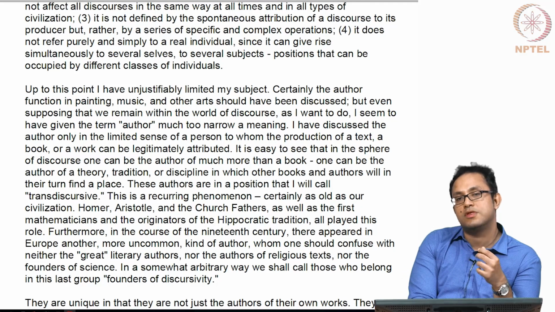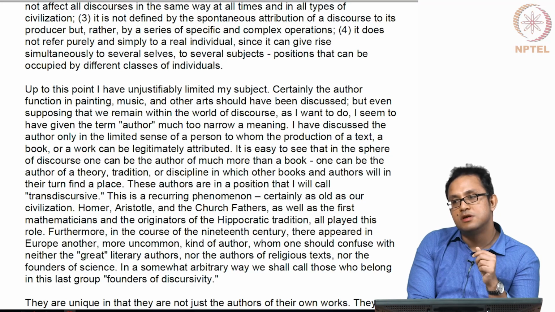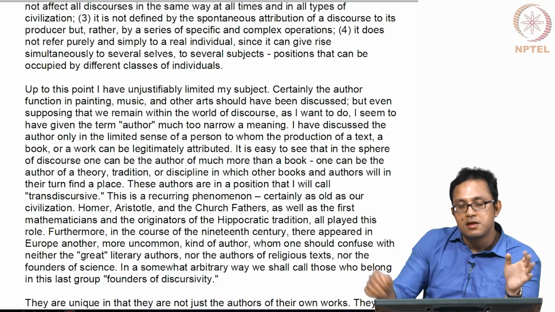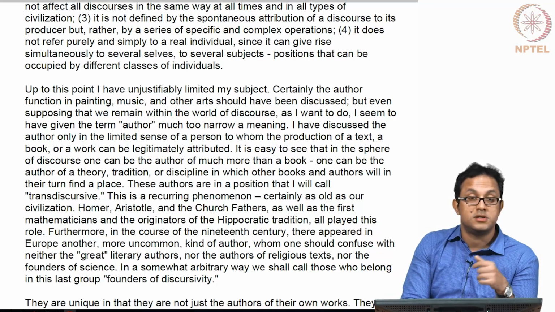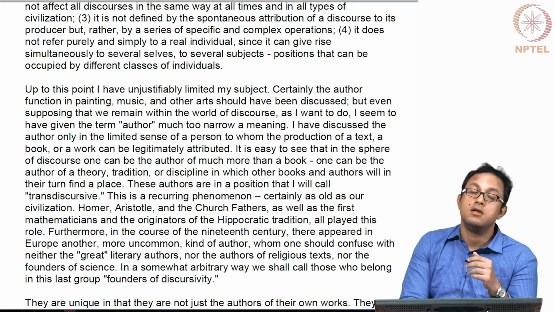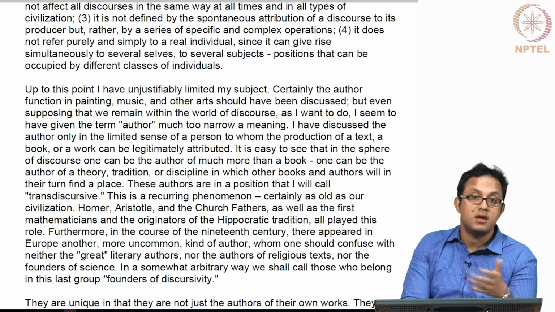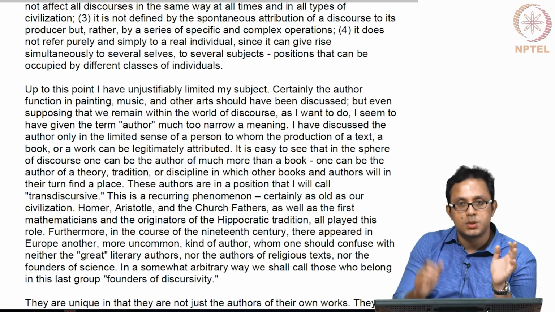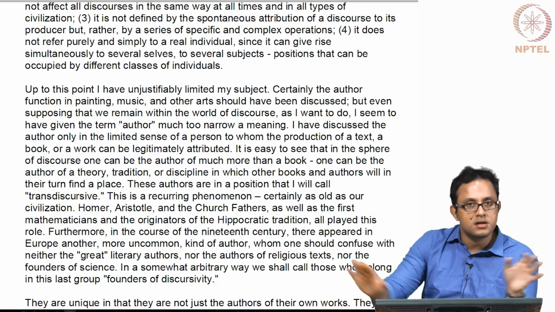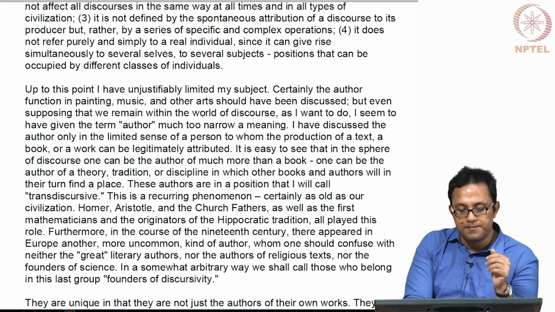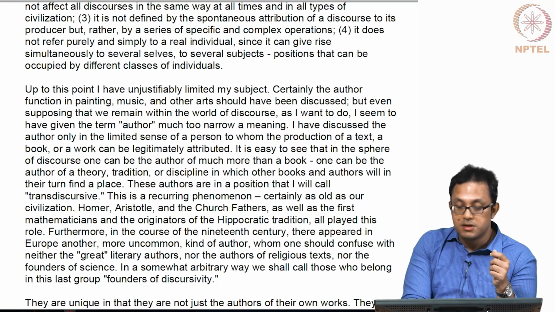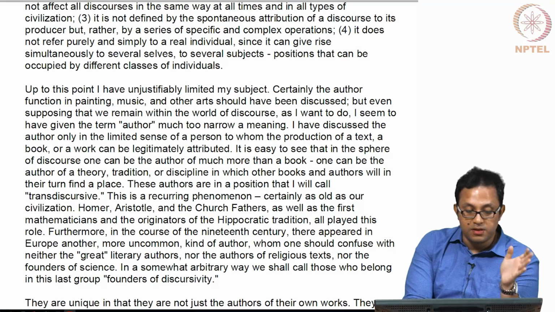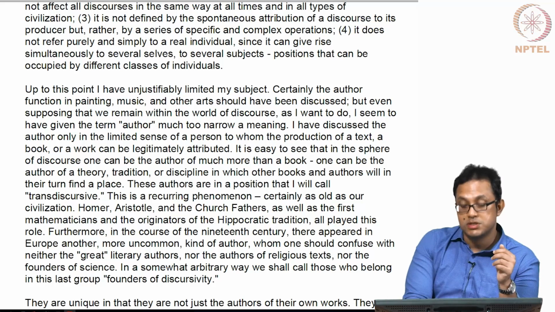That is the author function that Foucault is pointing at. That kind of author function is more or less an umbrella term, something which oversees different other micro-author functions: the author of a particular discourse, the author of a particular ideology, the author of a particular discursive field, the author of a particular theorem in which different kinds of micro-authorships engage. Okay, so that becomes an example of transdiscursive authorship, cutting across disciplines, cutting across different discourses. This is a recurring phenomenon, Foucault argues, certainly as old as our civilization. Homer, Aristotle, the Church Fathers, as well as the first mathematicians and the originators of the Hippocratic tradition all played this role.